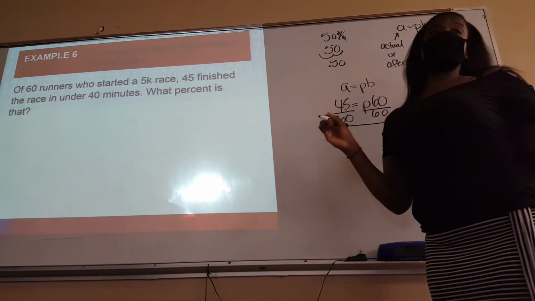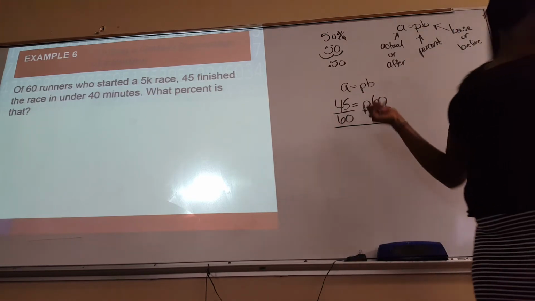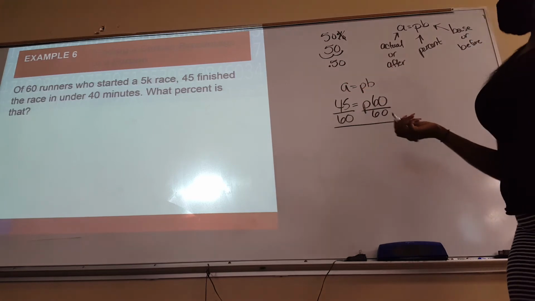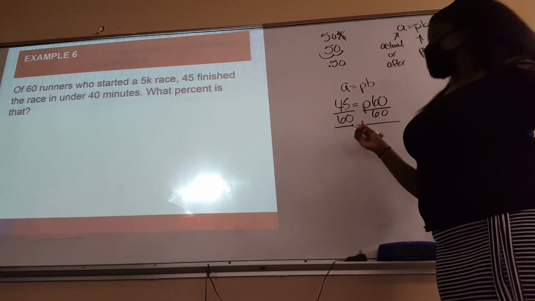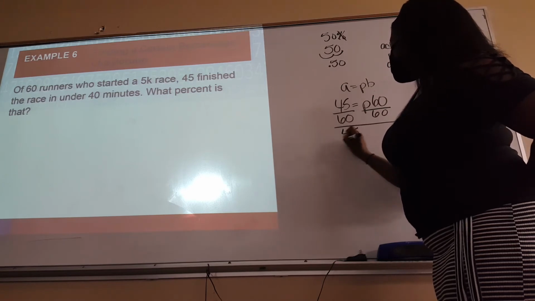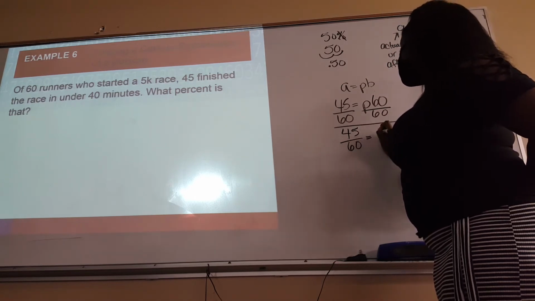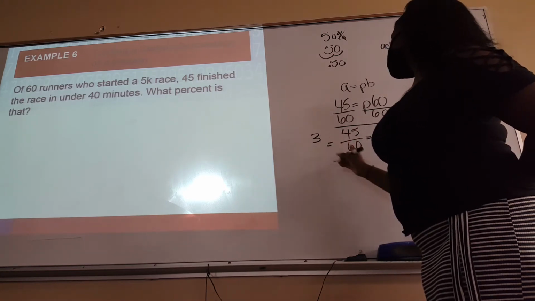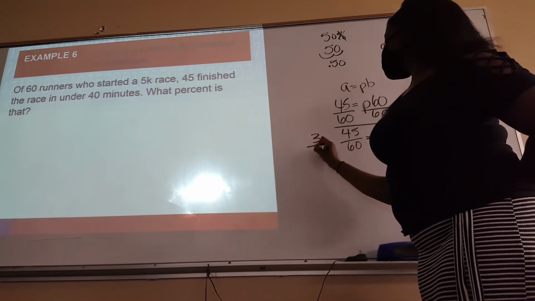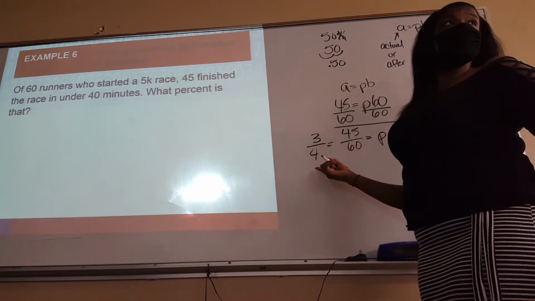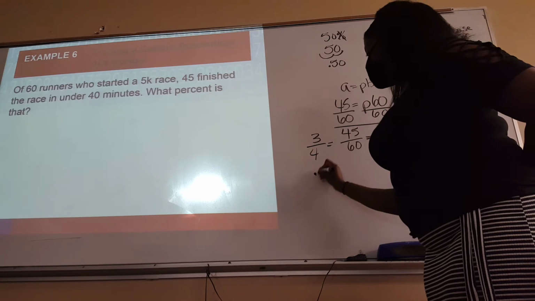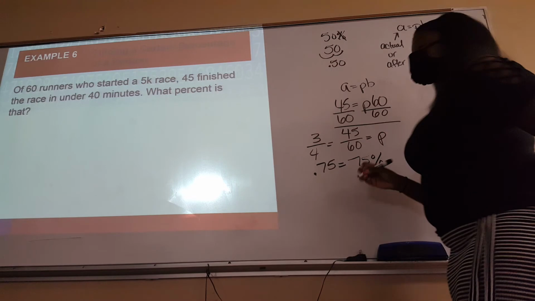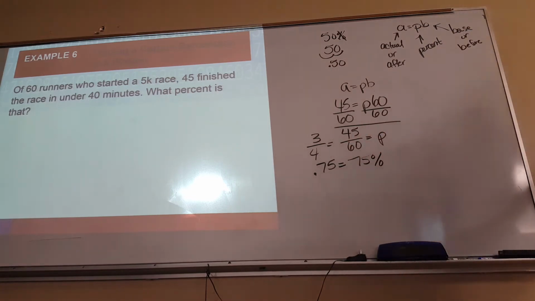As a practical matter, if you have a calculator, you will know that 45 over 60 is 0.75. But if you didn't have a calculator, you could just simplify. Because I know that 15 can go into 45 3 times, and 15 can go into 60 4 times. That gives a smaller fraction, which is still 0.75. So it's 75%.